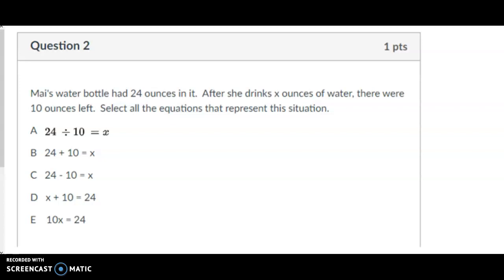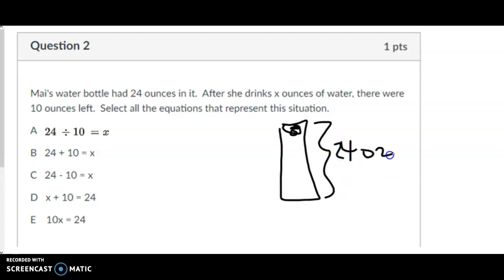So if you're really thinking about it, she's got a water bottle, and here it is, here's the top, and it has 24 ounces that's full, and she drinks some water, but after she drinks some water, there's just 10 ounces left. So we're trying to look for what the equations are where we're taking things away.